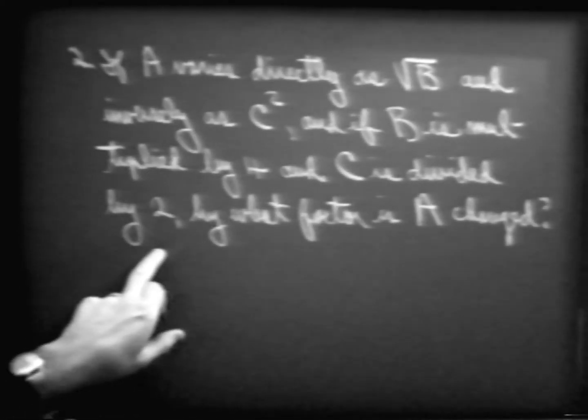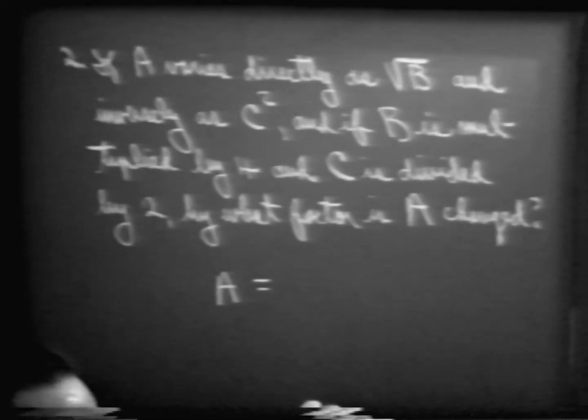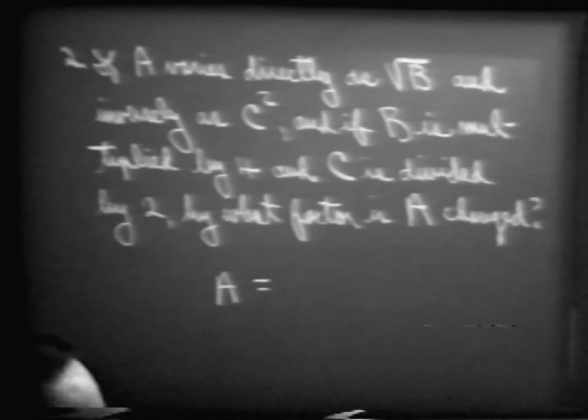If a varies directly as the square root of b, and inversely as c squared, and if b is multiplied by 4 and c is divided by 2, by what factor is a changed? Okay? Well, who would like to write a sentence which will pull all this together? Anyone? Sally? If a varies directly as the square root of b, so let's take it one step at a time. A equals? Square root of b.